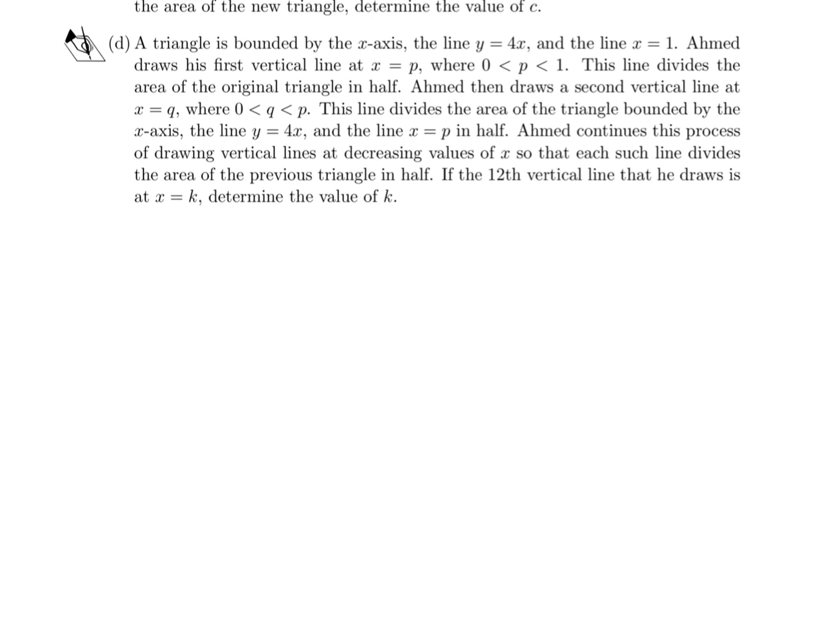Ahmed then draws a second vertical line at x equals q, where q is between 0 and p. This line divides the area of the triangle bounded by the x-axis, the line y equals x, and the line x equals p in half. Ahmed continues this process of drawing vertical lines at decreasing values of x, so that each such line divides the area of the previous triangle in half. If the 12th vertical line that he draws is x equal to k, determine the value of k.